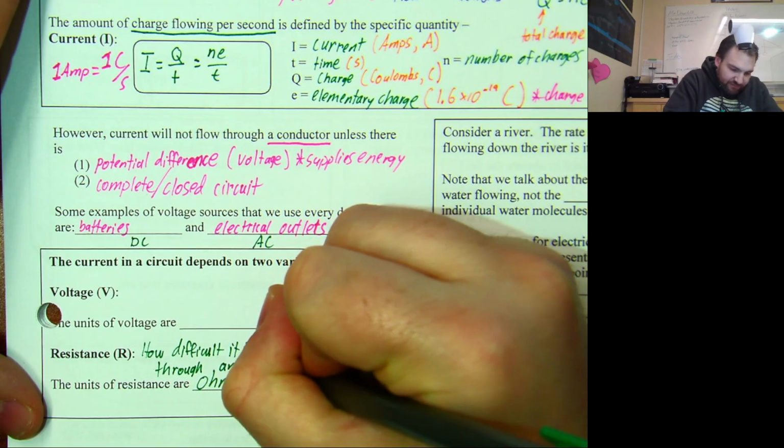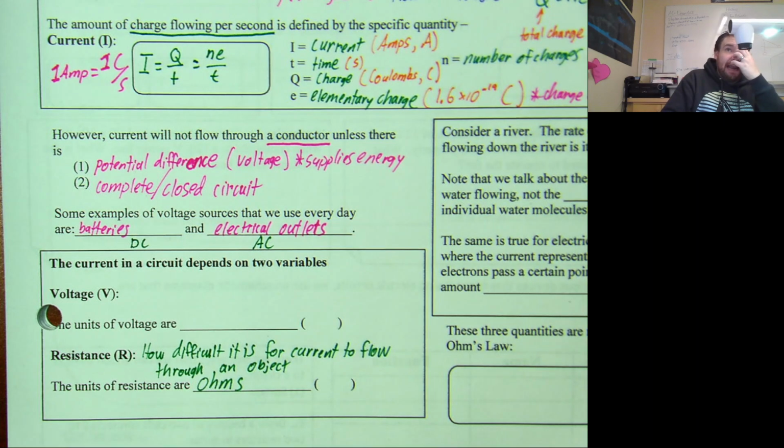an object. That object could be anything. That object could just be the copper wires. Copper wires have very low resistance. That's why we use them to run electric current through our place.